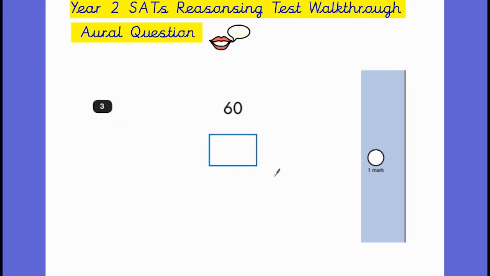Okay, the next oral question would have been for the children. Question 3, what number is 1 less than 60? So this is practice. Can they count back from 60? So 1 less than 60 would be 59.